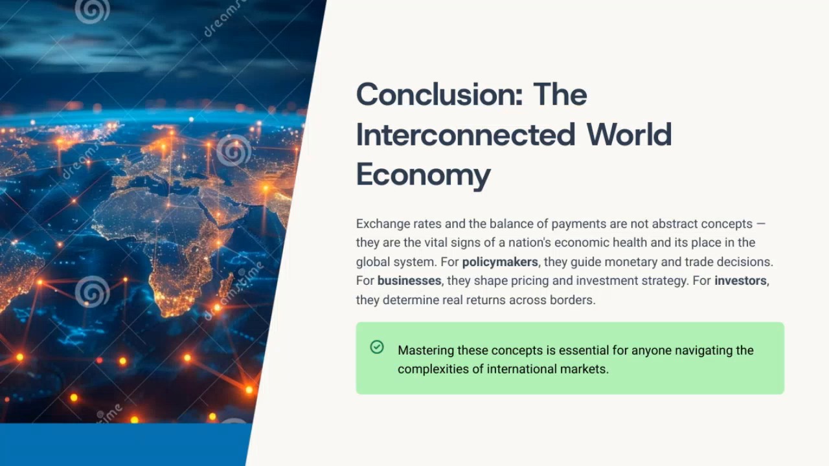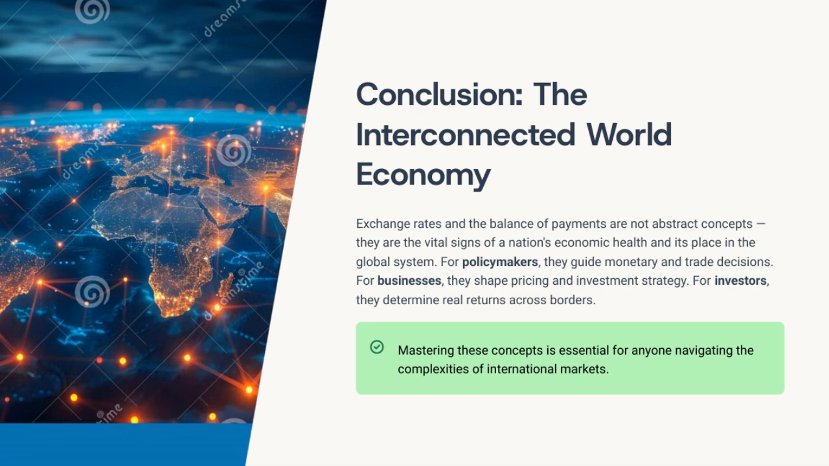Mastering these concepts is absolutely essential for anyone who wants to navigate the complexities of international markets effectively. Exchange rates and the balance of payments are not just abstract ideas. They are the vital signs of a nation's economic health. They tell us how well a country is doing economically and how it fits into the global system.